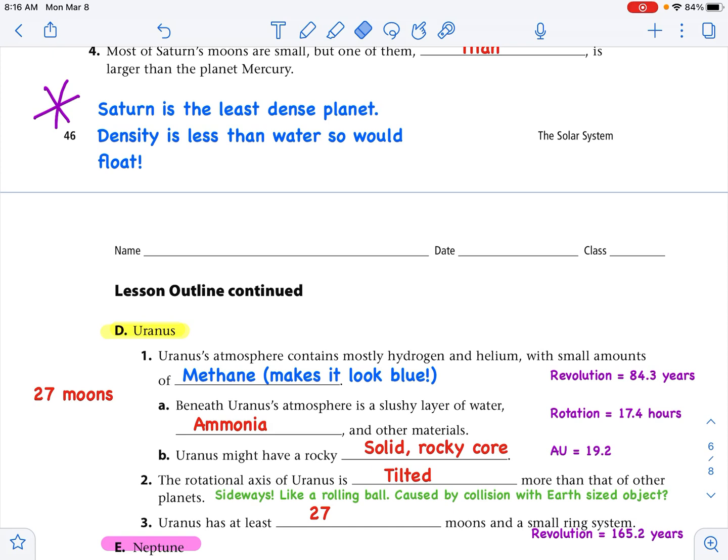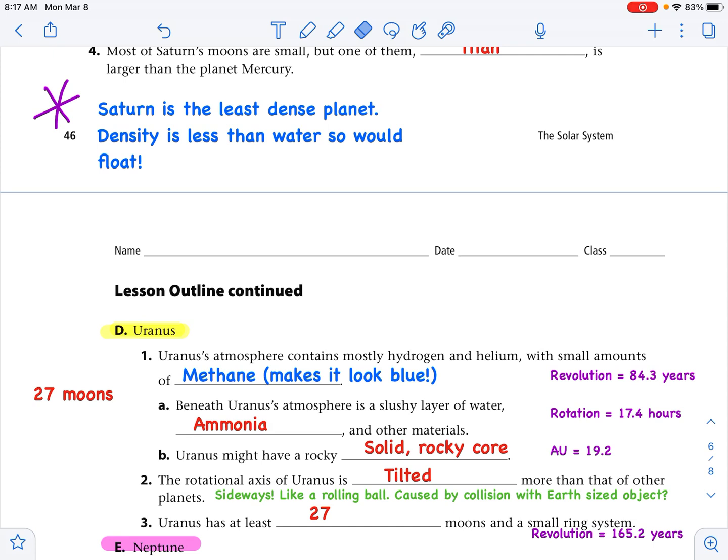So Uranus's atmosphere contains mostly hydrogen and helium with small amounts of methane. That's what makes it look blue. Beneath Uranus' atmosphere is a slushy layer of water, ammonia, and other materials. Uranus might have a rocky core. A little redundant there, sorry.